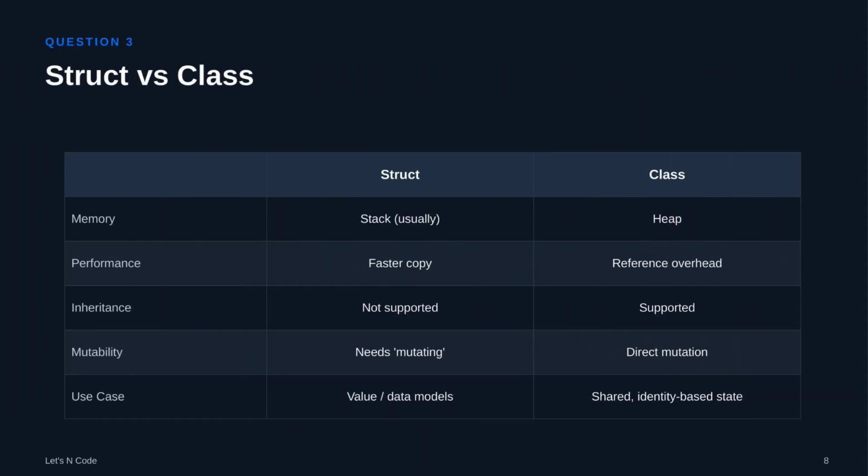Question 3, struct versus class. This one comes down to one core idea, value semantics versus reference semantics. Structs typically live on the stack, copy fast, and can't be inherited from. They're perfect for models and data you don't want shared. Classes live on the heap, support inheritance, and are reference types, meaning multiple parts of your code can share and mutate the same instance. Know this table cold. It comes up in almost every interview, in some form.